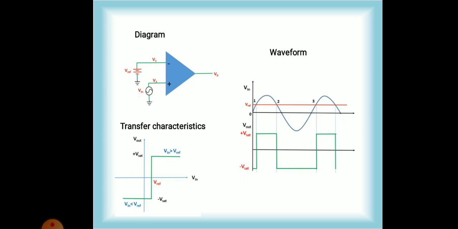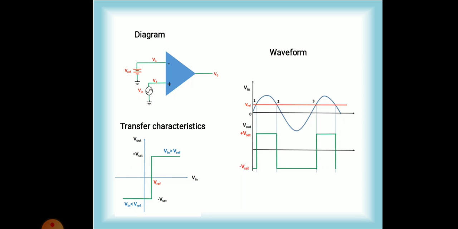This is the diagram of non-inverting comparator. The signal voltage is applied at the non-inverting terminal and Vreference is applied at the inverting terminal. Let's consider the waveform of non-inverting comparator. Vreference is positive, which is given by the red line. The sinusoidal wave is the input voltage Vin, which is the signal voltage. 0, 1, 2, 3 are the intersecting points.